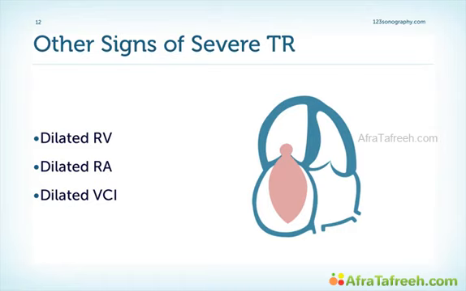Of course, the jet is important, but don't forget, just as we have indirect signs with mitral regurgitation, we also have indirect signs in tricuspid regurgitation. What are they? A dilated right ventricle. Remember, we have signs of volume overload. A dilated right atrium, and also a dilated vena cava inferior. Of course, these signs are not very specific, but they do give you clues how severe TR really is.